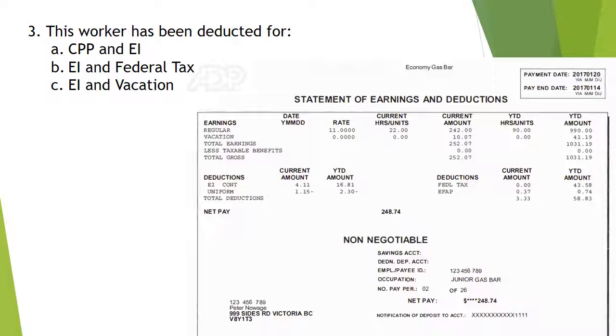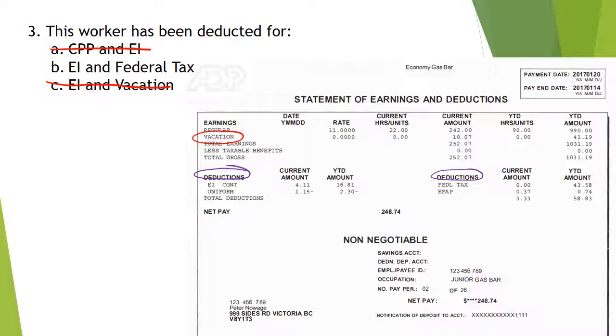Let's look at the deductions in this paycheck. We find the deductions at the bottom, and we find them in two separate columns. So in trying to answer this problem, we see that there is no CPP listed under deductions, so it can't be A. There's no CPP listed. We also can see that vacation is included under earnings, which means that the answer can't be C. All part-time employees are entitled to vacation pay, the minimum being 4% of your gross earnings.